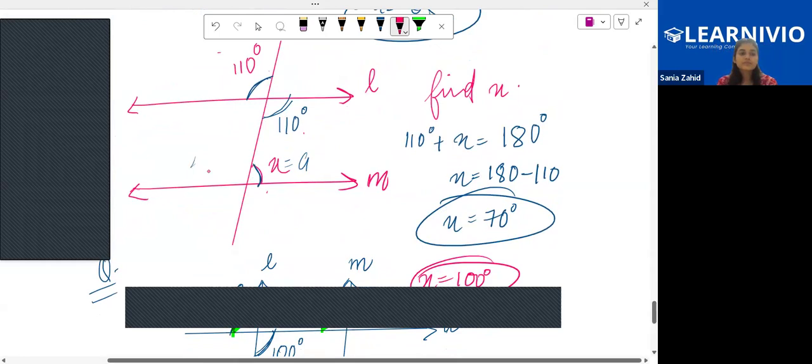Ma'am, I have a question. How do we get 180 and how can we not add or subtract? 180 you're getting, this is the property, that the angles on the same side, like 110 plus x, will give you 180. This angle and this angle will give you 180. Okay?